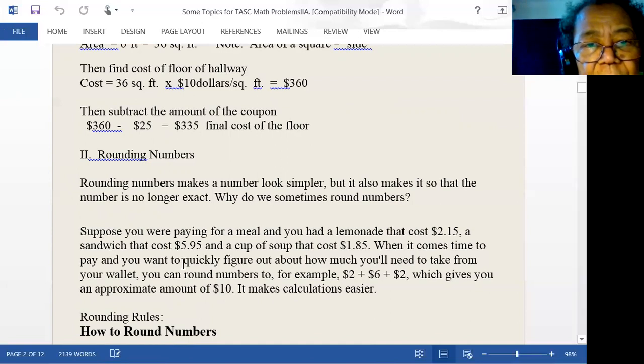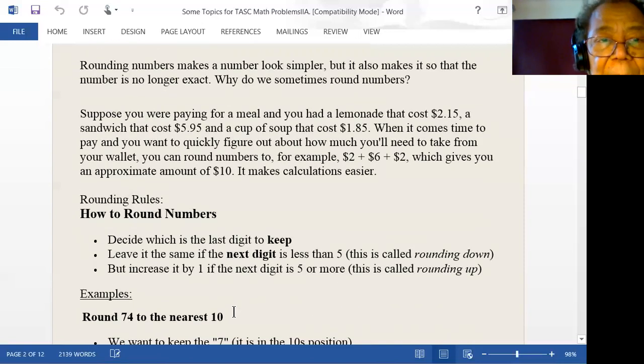Now, take example here. You're paying for a meal. Your lemonade costs you $2.50. Your sandwich costs $5.95. And your cup of soup costs you $1.85. So if you want to get an approximate total, you could round the $2.15 off to $2, $5.95 round off to $6, and the $1.85 round off to $2. So when we add the 2 plus the 6 plus the 2, we get an approximate amount of $10. And as we say, it makes our calculation simpler.